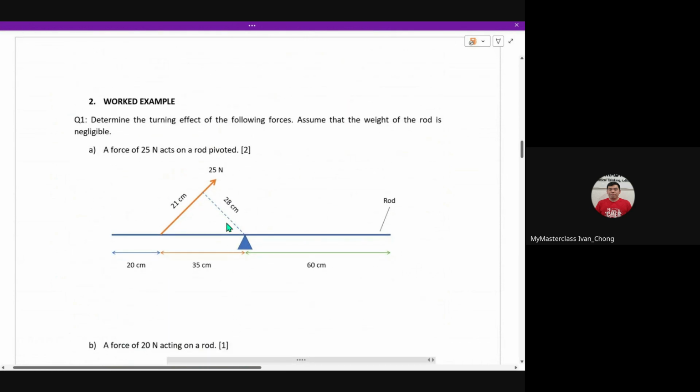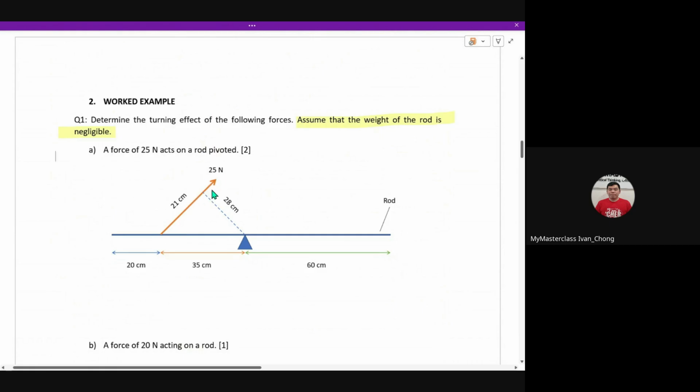Okay, so basically over here, you have your question. Now, if you notice this part, assume that the weight of the rod is negligible, right? This one will make more sense in the next video itself. But for now, because there's no weight, the only force acting on here is this 25 Newton force.